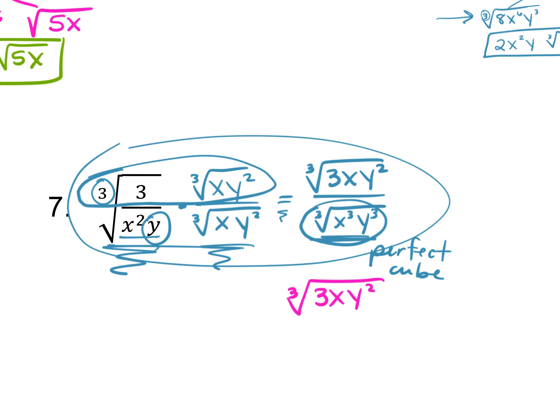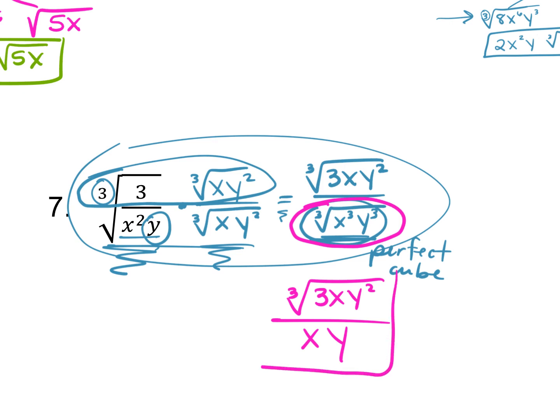Don't try to do anything here because that's going to undo the work that we just did to make that a perfect cube. Since this is a perfect cube, we can just take that perfect cube. So the cube root of x cubed is x. The cube root of y cubed is y. And that is your final answer.